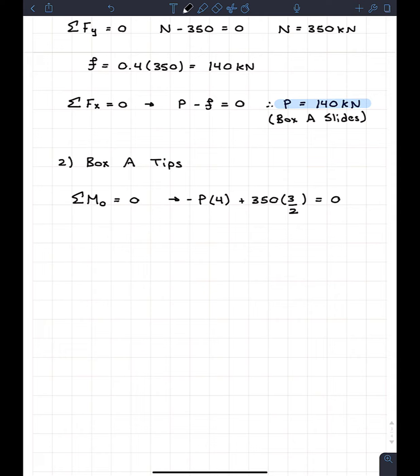If we look at this equation, we have P, and that's it. That's our only unknown, so we can solve directly for P, and we can say that P, in this case, is equal to 131 kilonewtons. And I'm going to put in brackets box A tips, just to remind me what scenario this is. So box A tips. I'm going to highlight this. So far, looking at the two cases, we know that box A is going to tip before it slides, because it requires a lower P value. However, we're not done yet, because there are other situations we need to analyze.